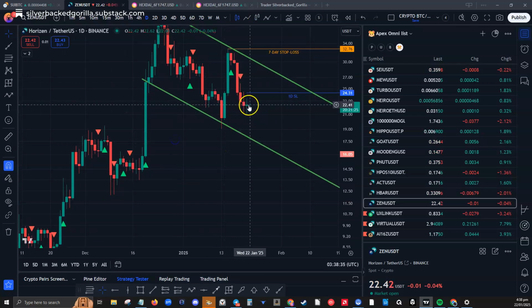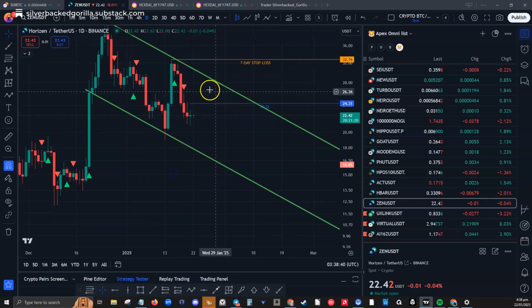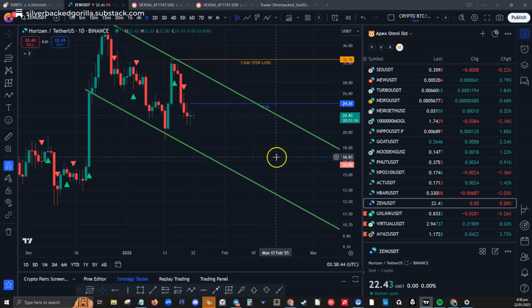It's just stalling right here. I think it goes back up. So if you are going to go short, I would get it from a rejection from this trend line up here.